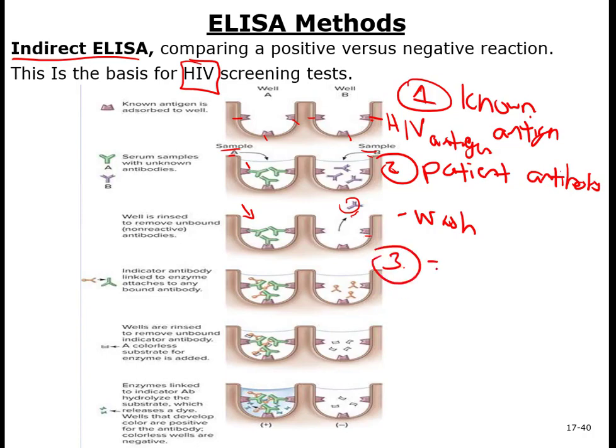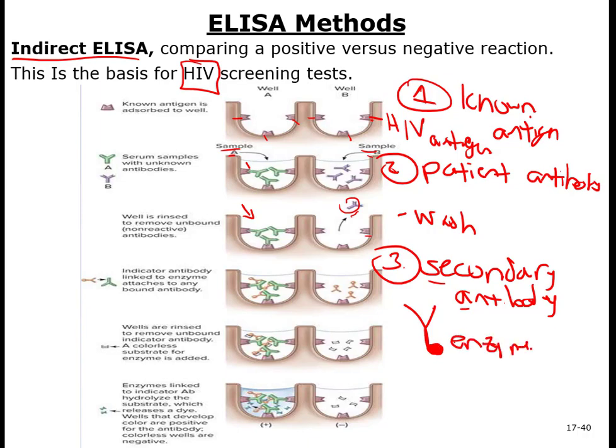In the third step, you're going to add the secondary antibody. Remember, like I told you before, indirect indicates that we're going to need another antibody that will bind to the primary antibody. Now, this secondary antibody has a little enzyme that's linked to the stem region. That's where the name enzyme linked comes from, because there's an enzyme linked onto this secondary antibody.